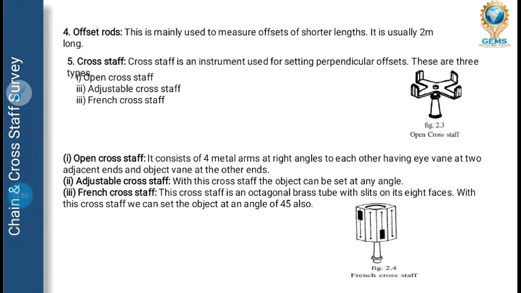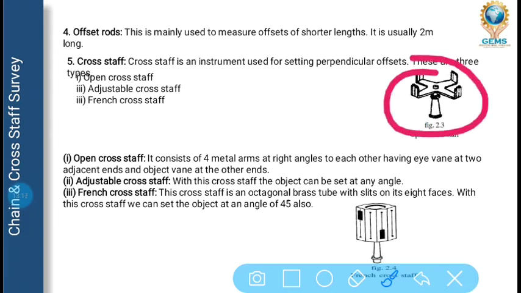Next is the cross staff. So what is a cross staff? It is an instrument used for setting perpendicular offsets. As you can see in the picture, it is of 3 types: open cross staff, adjustable cross staff, and French cross staff. It will be similar to this diagram, where you look through it to see the angles and perpendicular offsets.